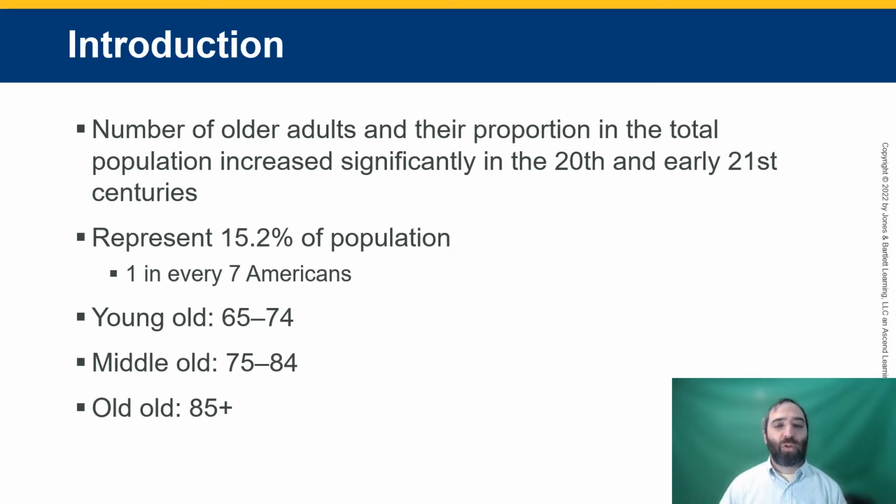The number of older adults and their proportion: how many of them are there compared to, in a group of 100 people, how many are elderly today versus how many in a similar size group would have been there, say, 100 years ago. It has increased significantly in the last 100 years. Today they represent about 15% of the population, which is about 1 out of every 7 of us.